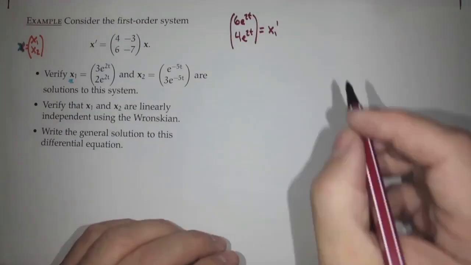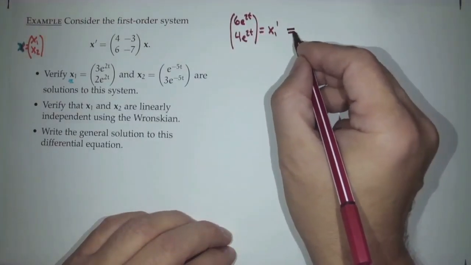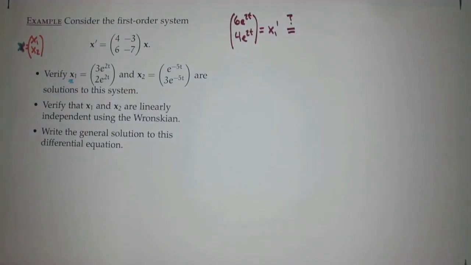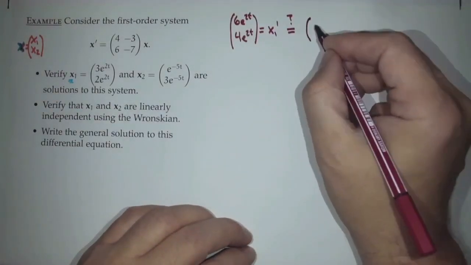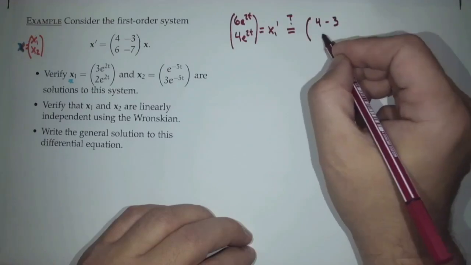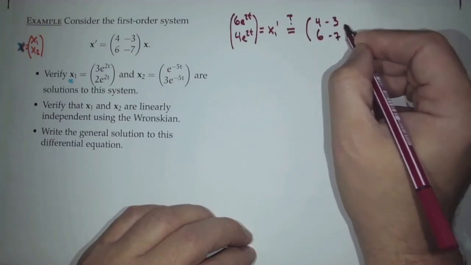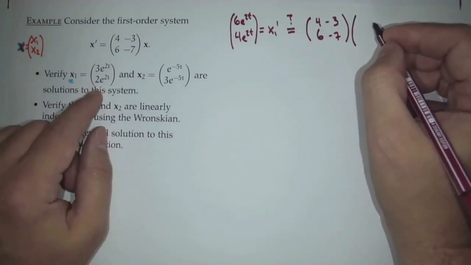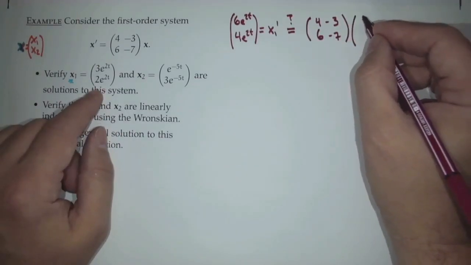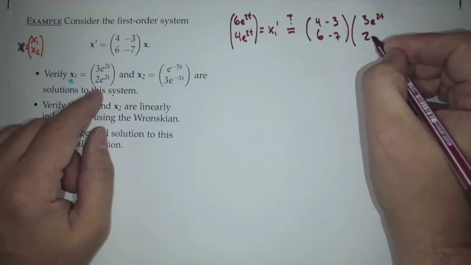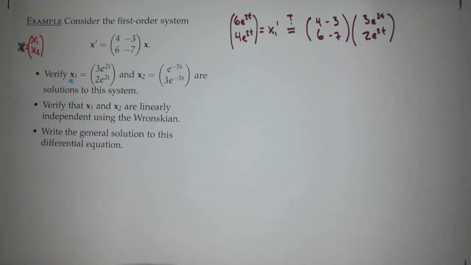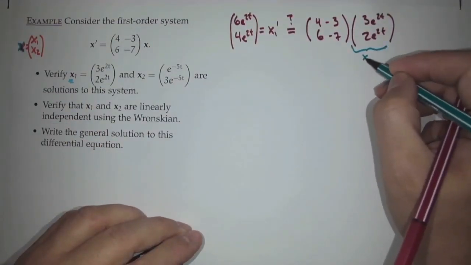And our question, and we'll put here, does this equal, question mark? Because we don't know yet, so our question mark, that's our goal. Does this equal what happens when we multiply the matrix 4, negative 3, 6, negative 7 times x1? That's 3e to the 2t, 2e to the 2t. So again, I really should have added a little step here. This is x1.